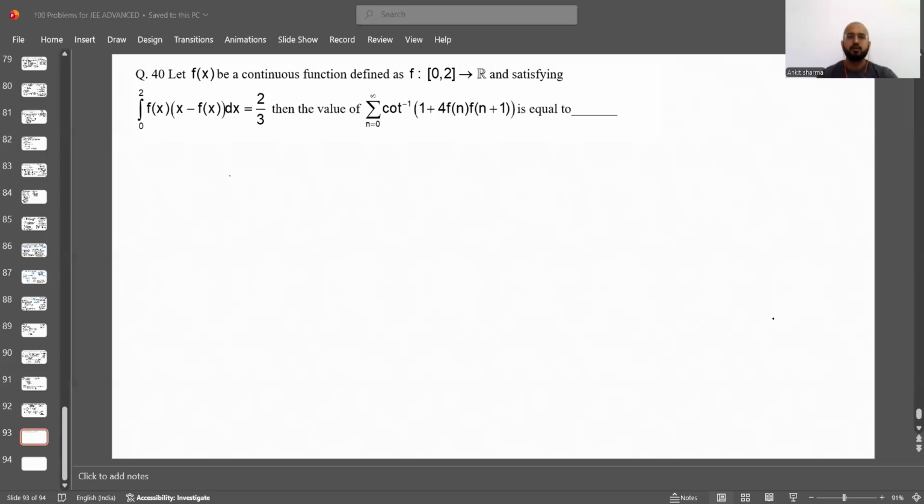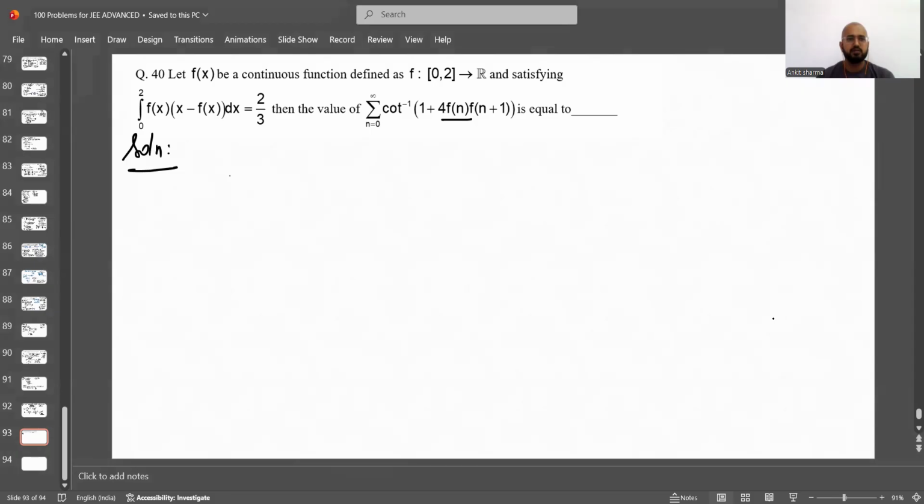So good evening. In this session, we'll solve from question number 40. Let's go ahead. You have a continuous function defined from 0 to 2 to R and satisfying this thing. Then the value of cot inverse of this thing. That means all we need is the function from here, and then we just have to plug in everything here.